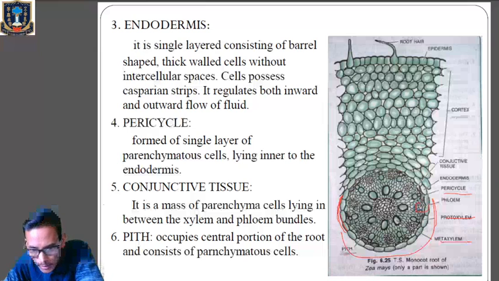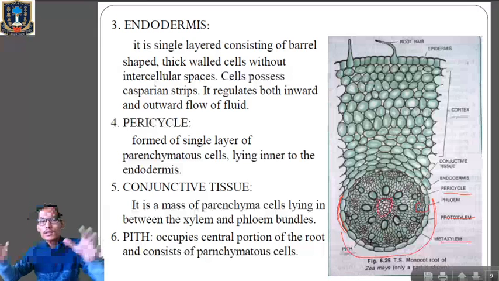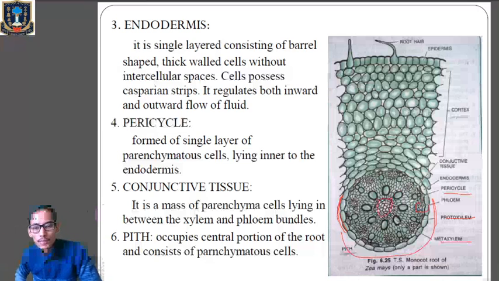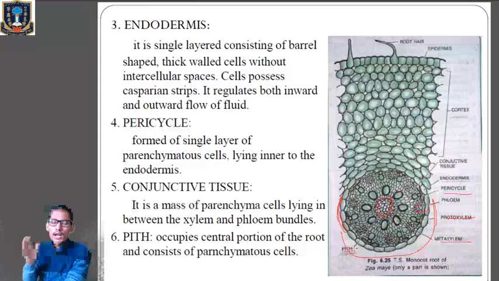tissues. Then in the center we will find the presence of pith, which is well developed in case of monocot root. Okay, so it occupies the central portion of the monocot root and is composed of parenchyma cells. And this particular pith is well developed in case of monocot root compared to that of the dicot root. Keep in mind.